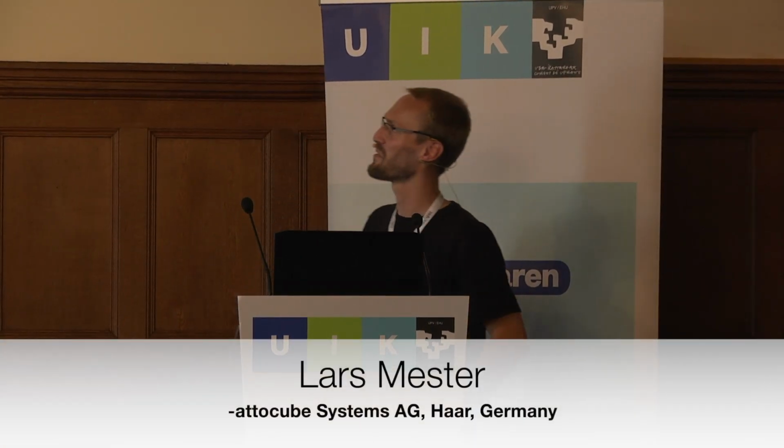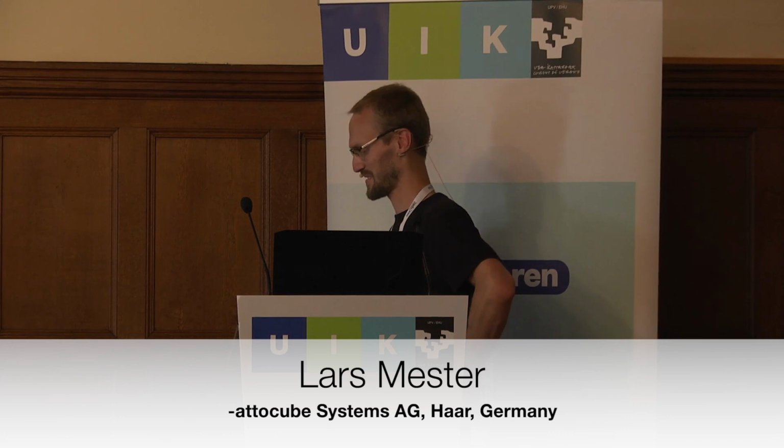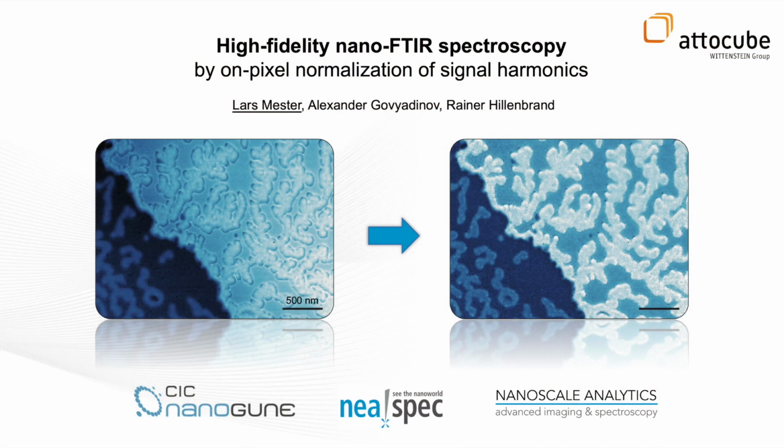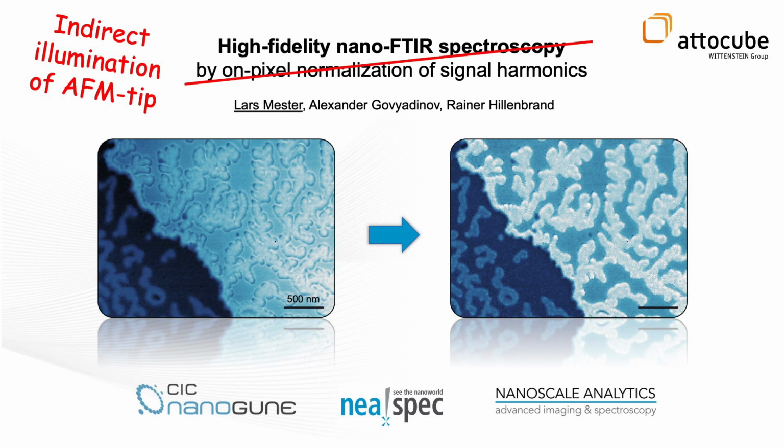Okay, so I want to talk about high-fidelity nano-FTIR, which is the paper where we divide two harmonics by each other, or subtract the phases. And you can get from data that looks like this to data that looks like that, where you can really put a ruler, and if you take a line profile, it's super flat, surprisingly flat. And the title, unfortunately, is a bit cryptic. Really, what we wanted to name this is indirect illumination of an AFM tip.